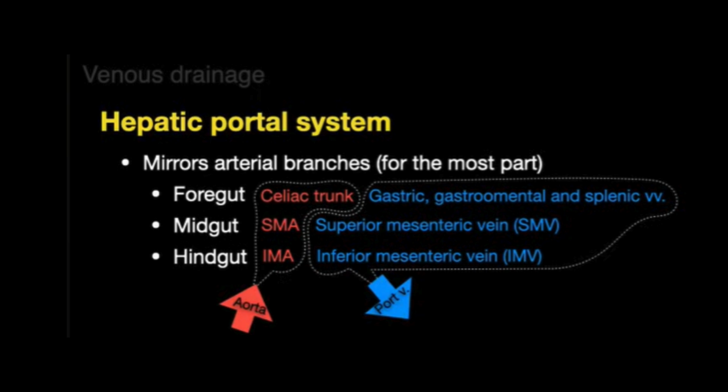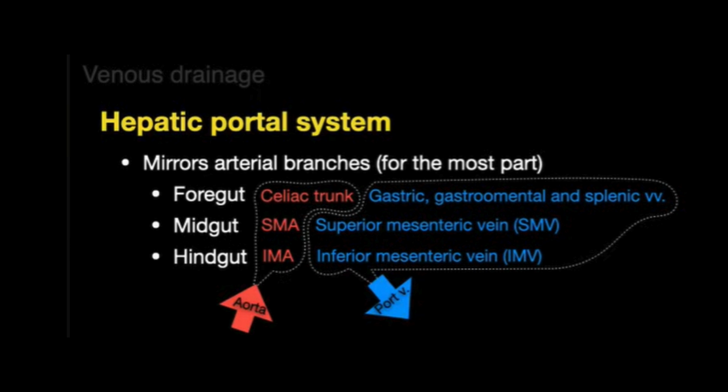Now, this is a reference on the blood supply of the foregut, midgut, hindgut, and the veins of the foregut, midgut, and hindgut itself. So you can see the foregut is supplied by the celiac trunk, and the veins are the gastric veins, the gastromental veins, and the splenic veins. The midgut is supplied by the superior mesenteric artery and drained by the superior mesenteric vein. And the hindgut is supplied by the inferior mesenteric artery, but is drained by the inferior mesenteric vein itself.